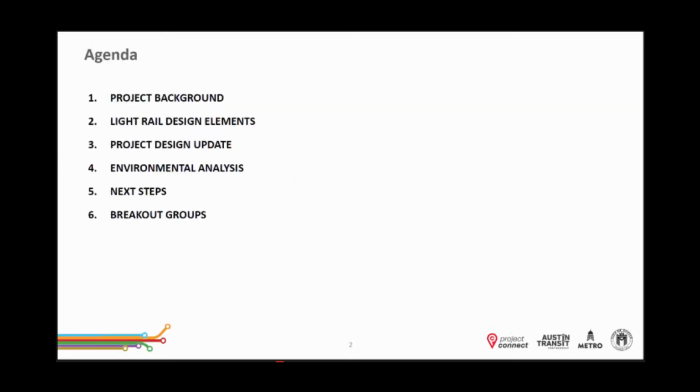So here's the agenda for today's presentation. We'll start by reviewing the project background and describe where we are in the planning process. Then we're going to explain the light rail design considerations that have gone into the project's current conceptual design. We will also walk you through the project's alignment from end to end. This presentation will include a recap of the environmental analyses and the next steps for the project.